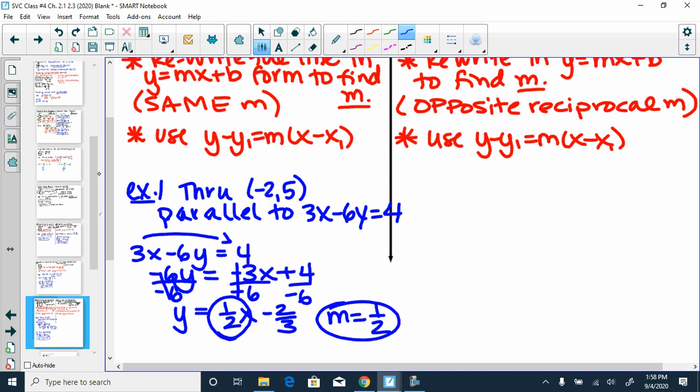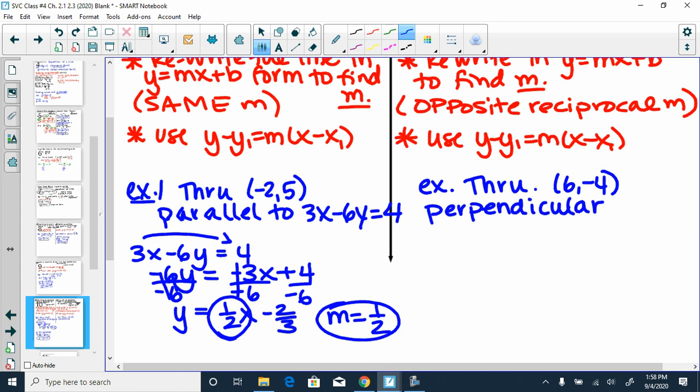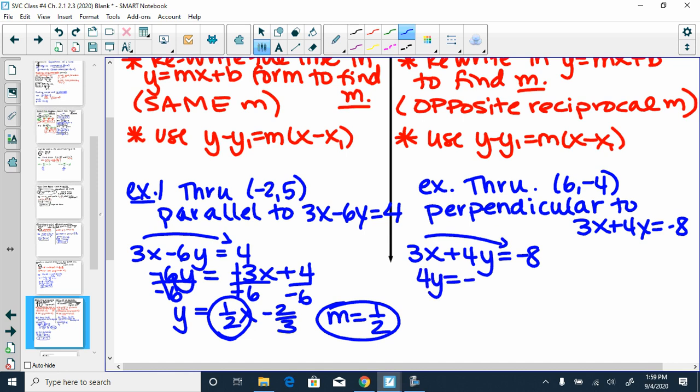All right, perpendicular example. It's going to go through the point (6, -4), and we want it perpendicular now to 3x plus 4y equals 8. Now, sometimes, guys, it's real easy to find slope. In this case, it's not, because my line is written in standard form, so I can't readily just find the slope. I have to rewrite it here. So I'll move the 3x to the other side. You get -3x plus 8. And if you divide everything by 4, you end up with y equals -3/4 x plus 2.